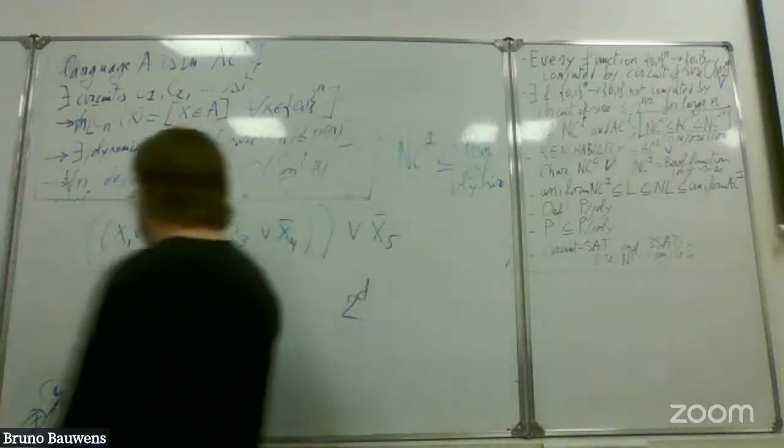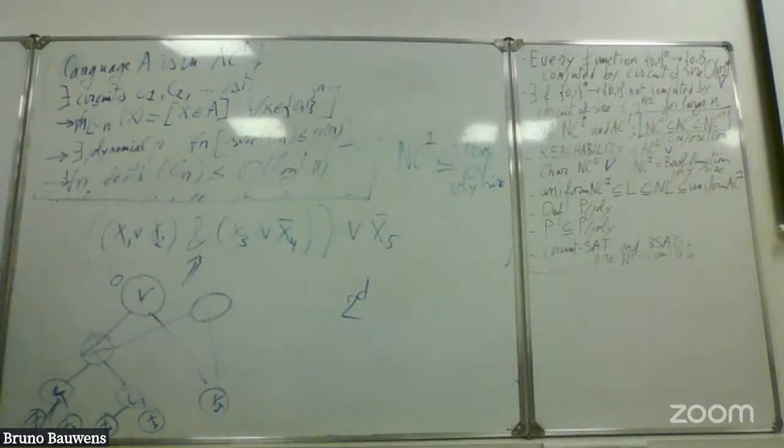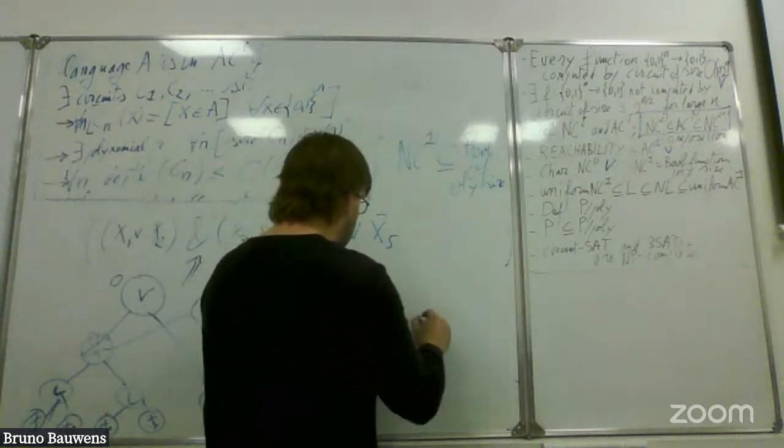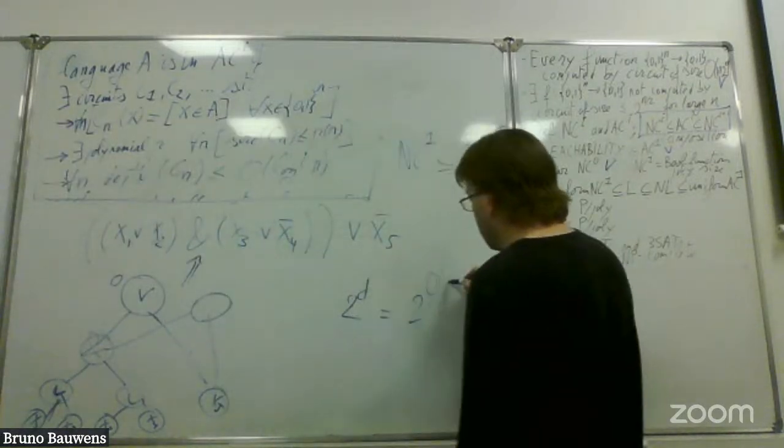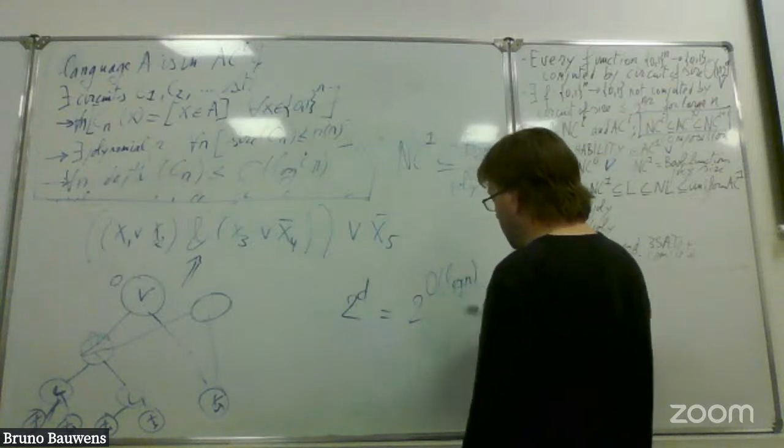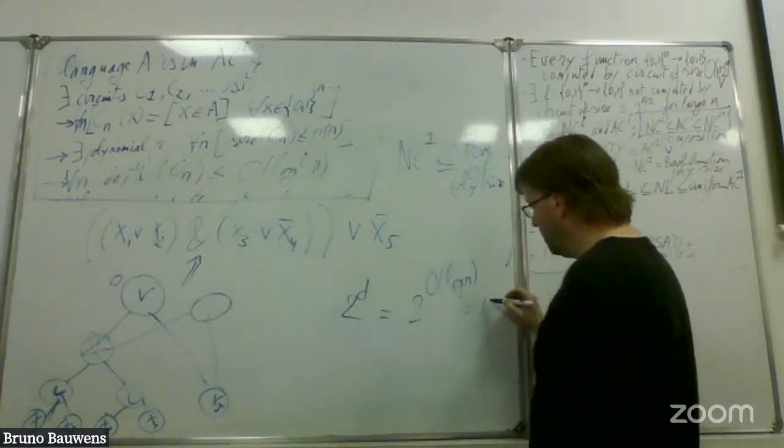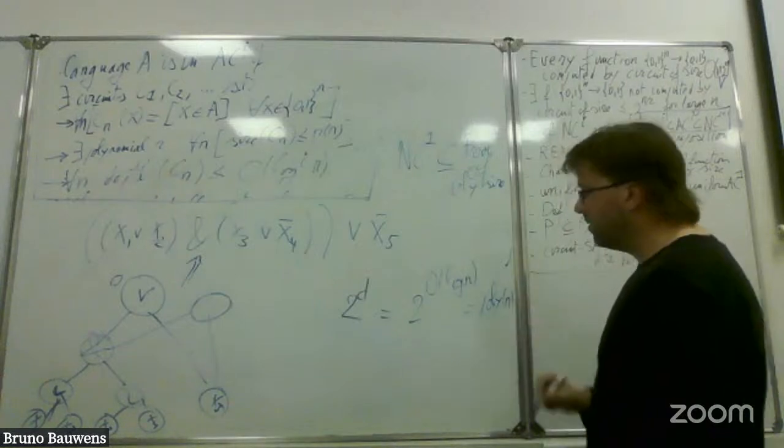So after we do this copying, we have another NC1 circuit. Each variable will be copied at most 2 to the d times, where d is depth. So 2 to the power of order log n, and then why do we have poly n? Why are there at most 2 to the power d copies?